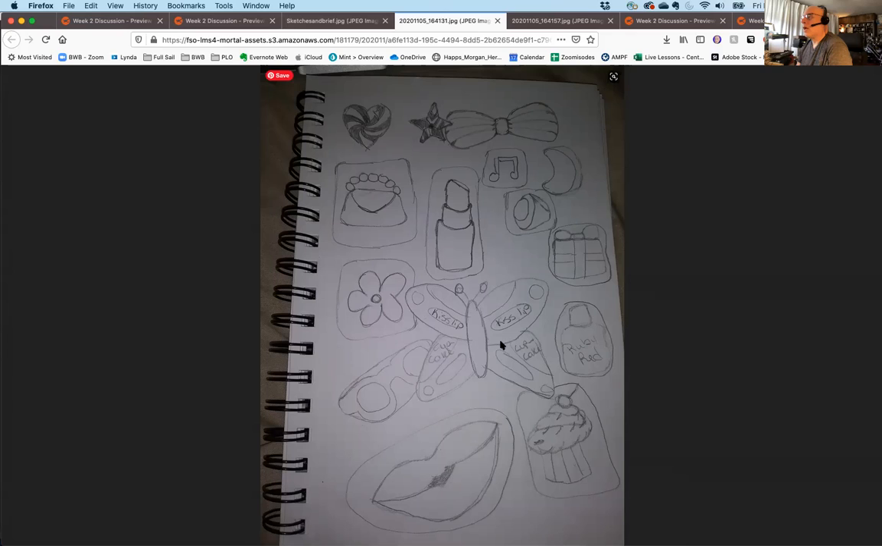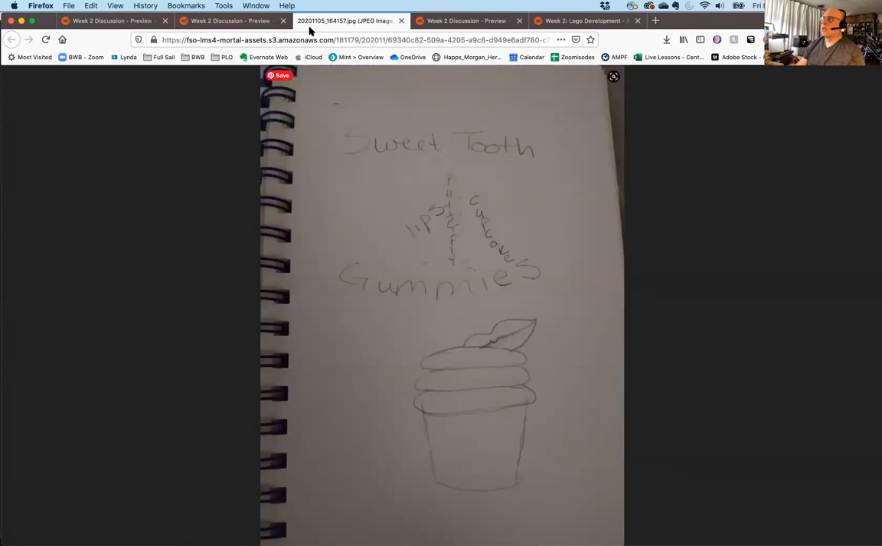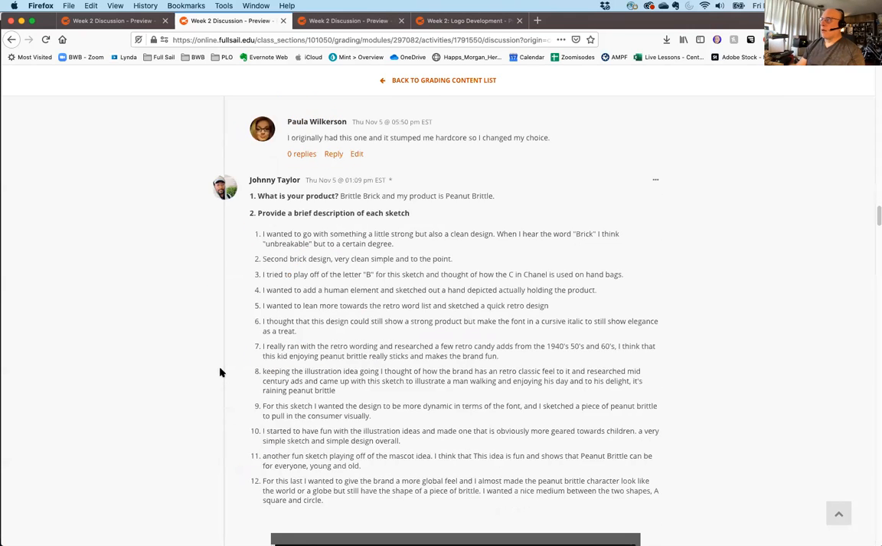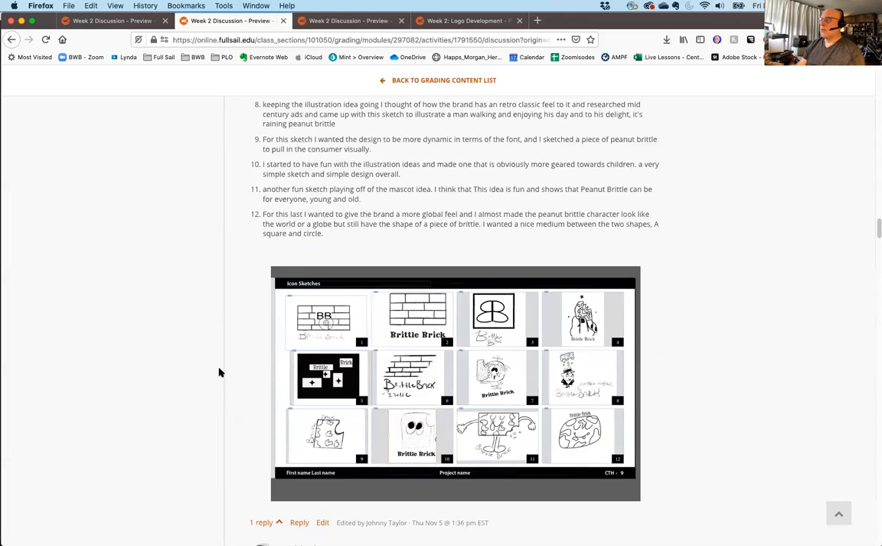Butterfly is interesting. So these are going to be lips or something. I'd figure that out and sketch it out as a single icon. Cupcakes don't match with gummies. So if it's gummies and it's got some anime and stuff like that, maybe they're anime characters you could bring in. But I think you've got some more thinking to do on this and present your sketches in a more professional way. So, all right, Johnny, you're doing Brittle Brick.